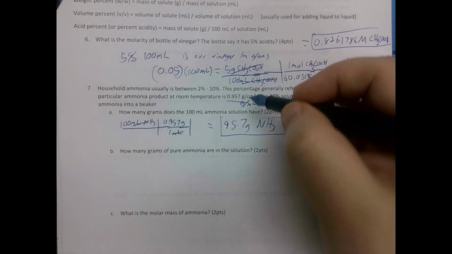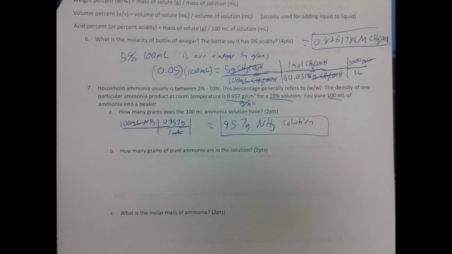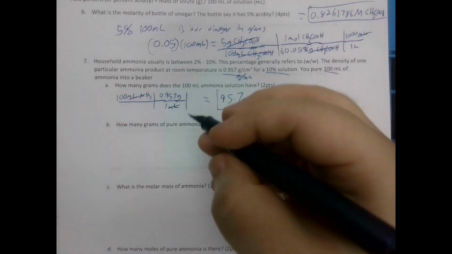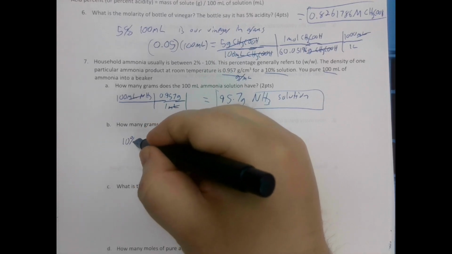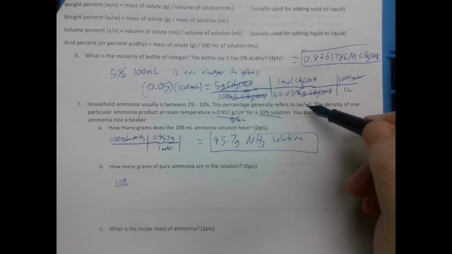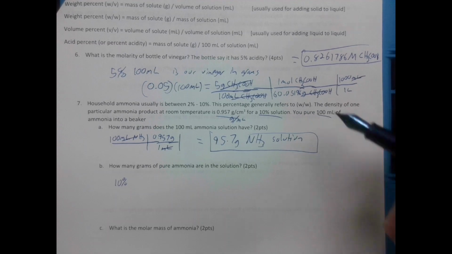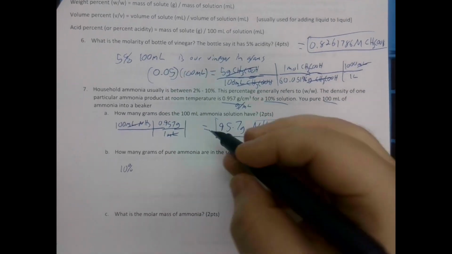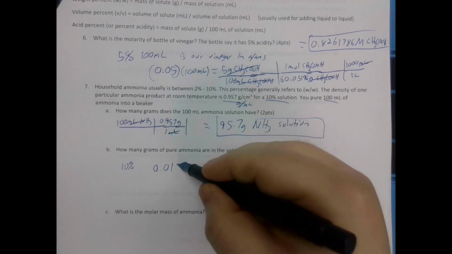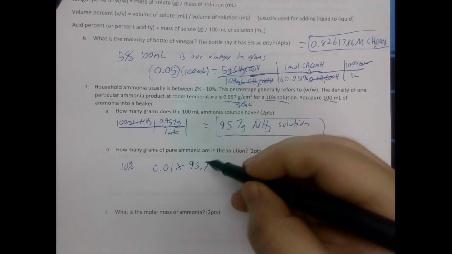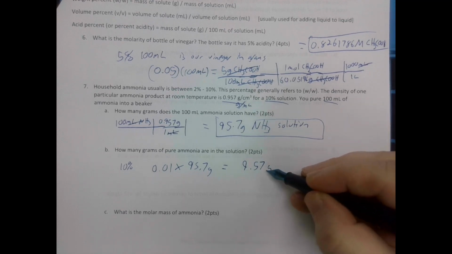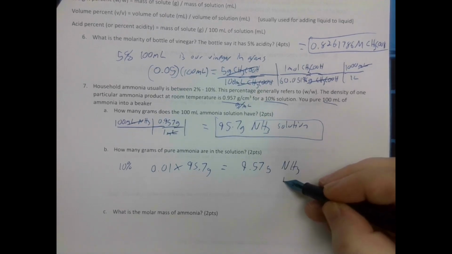This was for the solution. How many grams of pure ammonia do we have? Well, I know 10%. This is grams per gram. 10% of this is how much we have. So 0.1 times 95.7 grams tells me I have 9.57 grams of pure NH3.